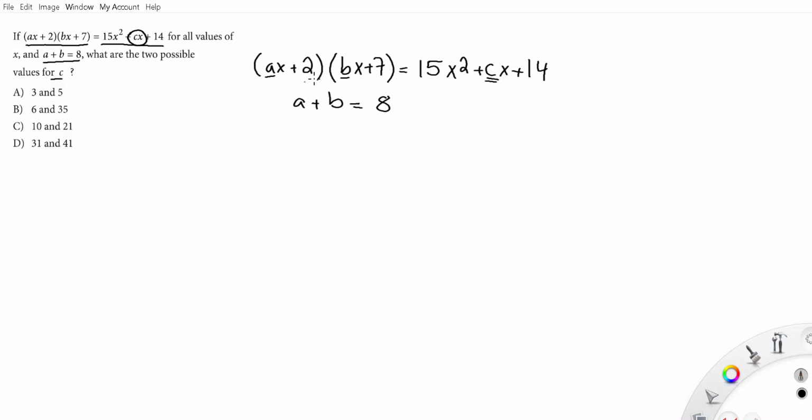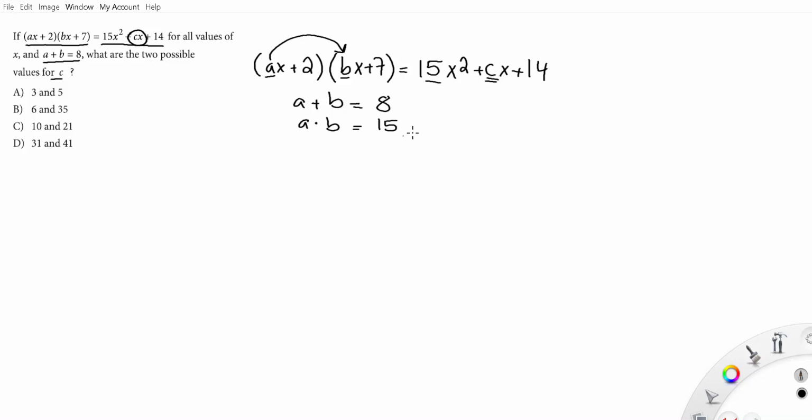The other clue that I have that's going to help me figure out what a and b are equal to is in this equation right here. Because a times b gives me 15, right? This is where you would be foiling these terms to get to this expression. So ax times bx is 15x squared. So now I have two pieces of information that are going to help me figure it out. A plus b is equal to 8, and a times b is equal to 15.